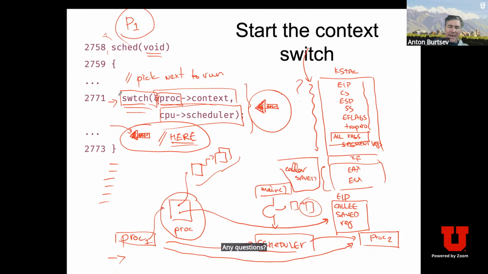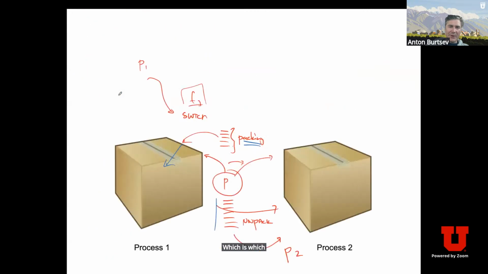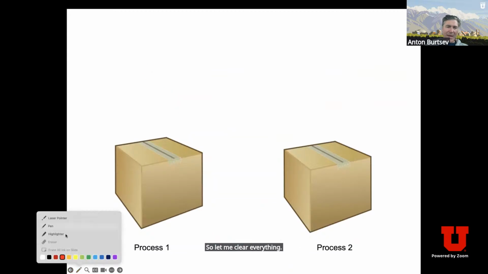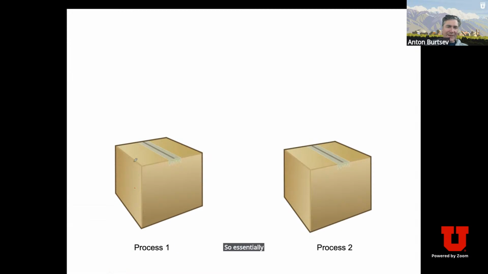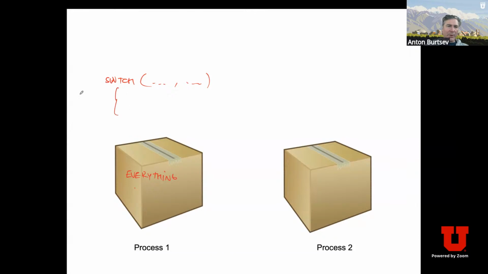So again, back to my analogy of the box, which may or may not be annoying. I don't know how useful it is. So let me clear everything. I keep coming back. So essentially this box contains everything about the process when we enter the switch function with 2 arguments. And only the callee saved registers are outside of this box.